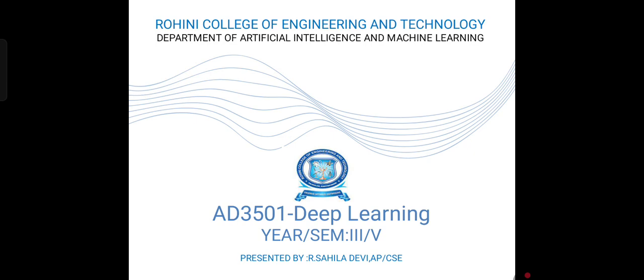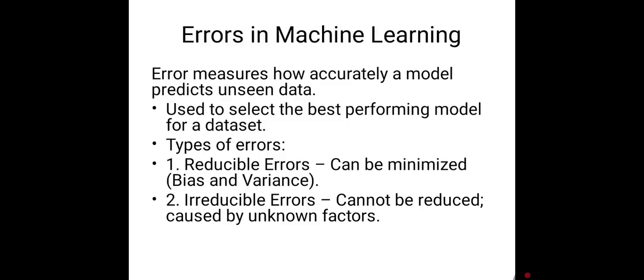In this session, we are going to discuss the subject deep learning. We are going to discuss the topic bias and variance. So, in bias and variance, before entering into this topic, we must know what errors in machine learning are. In machine learning, errors tell us how accurately a model is able to predict unseen data. Understanding these errors helps us in choosing a better model for a given data set.